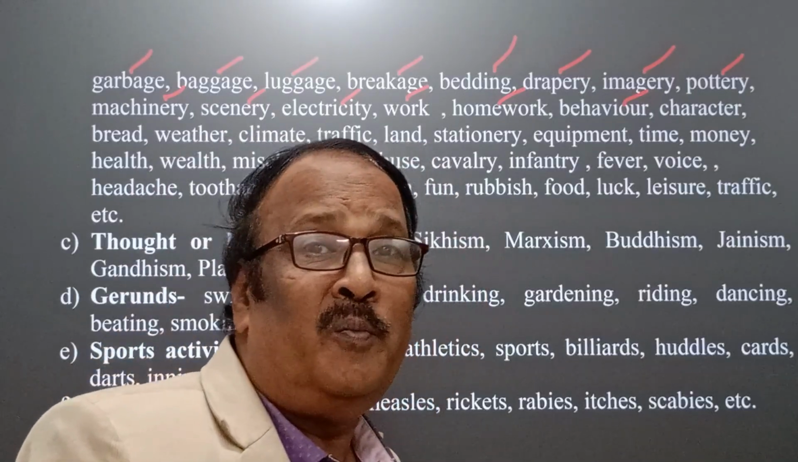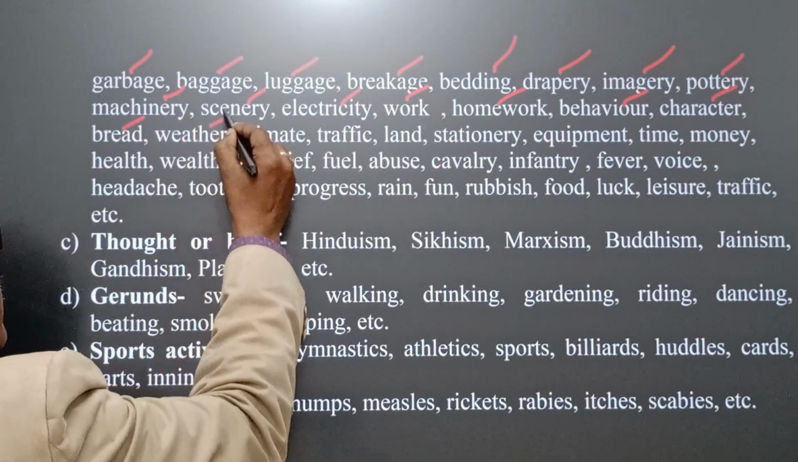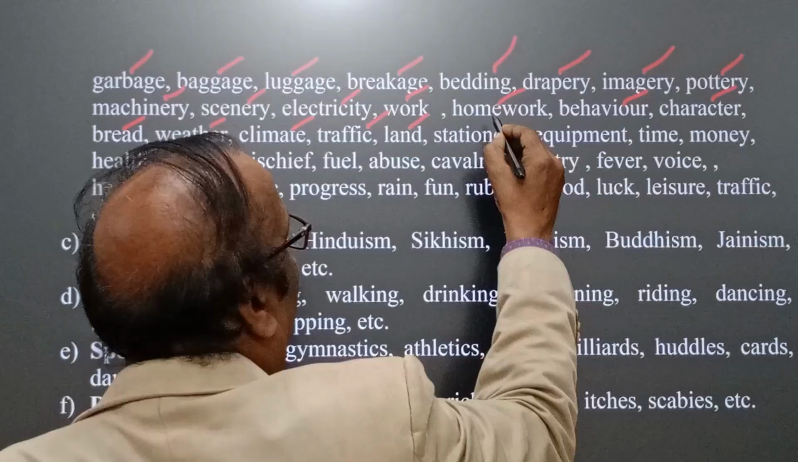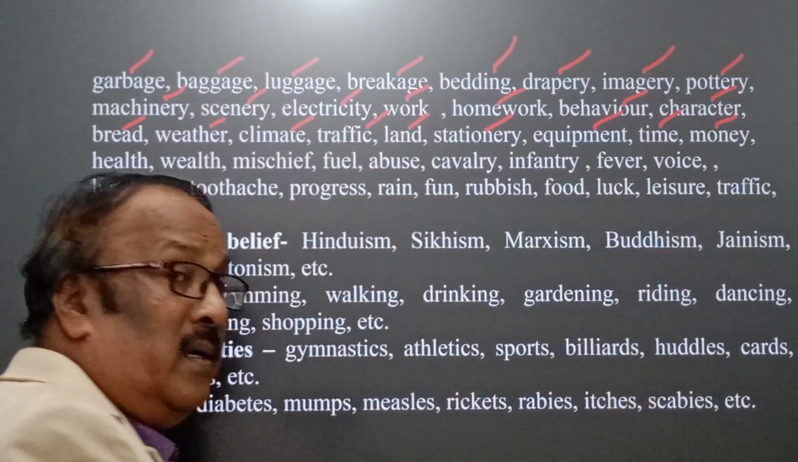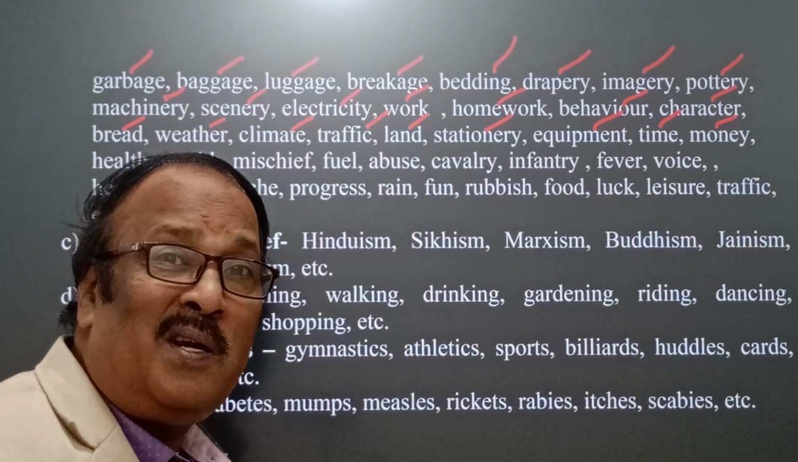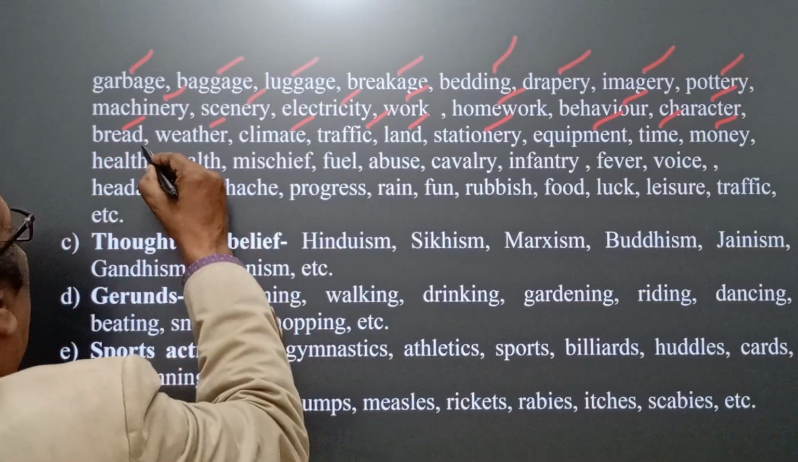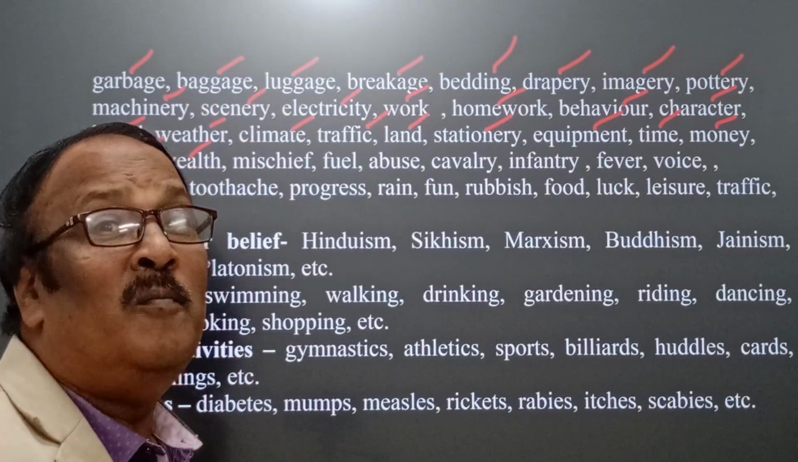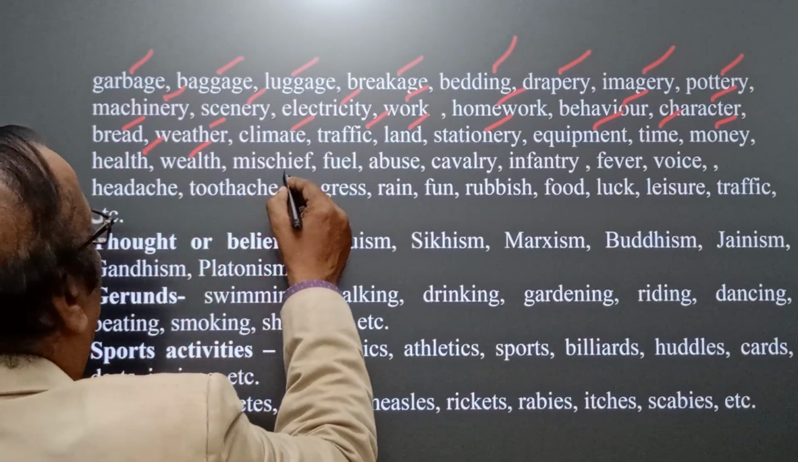Can you count the behavior of anybody? No. Yes, we can. Character, yes. Breed, weather, climate. You see, traffic, land, stationery, equipment, time, money. Yes, rupee can be counted, but money is treated as wealth. It cannot be counted. Yes, money, health, wealth. Yes, health is wealth. Both are uncountable nouns. Health and wealth, they can't be counted.